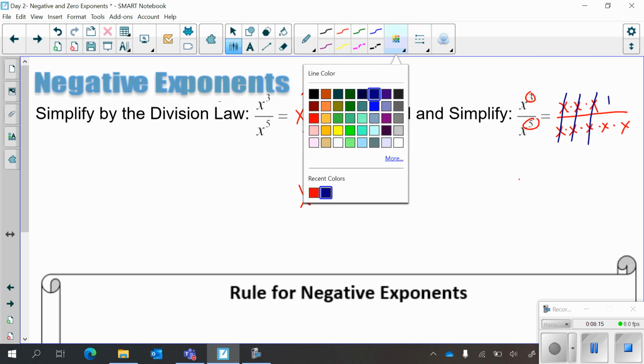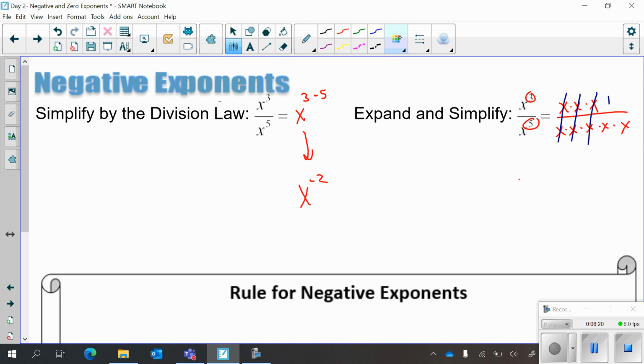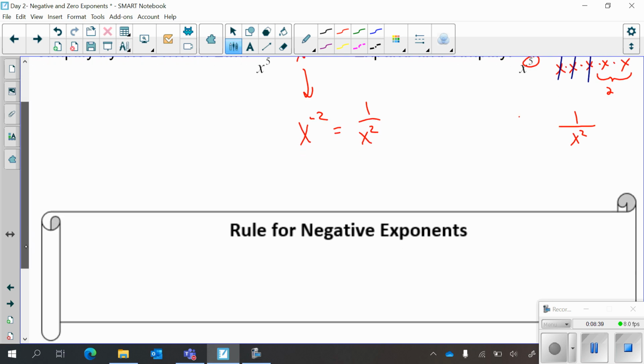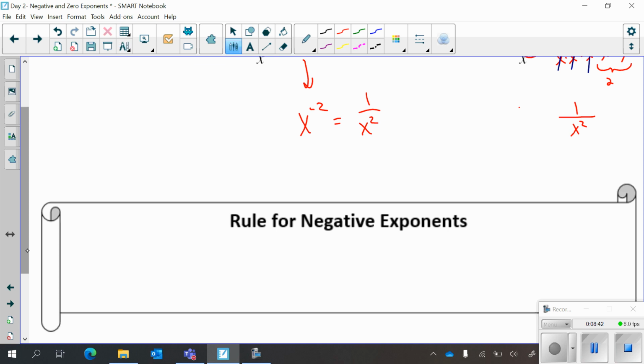Because what we're doing is we're dividing. X divided by x is 1. It doesn't just disappear. So we are left with 1 over 2 x's. This simplifies to 1 over x squared. So x to the negative second power is equivalent to 1 over x squared. That's a little weird, but basically what happens is a negative exponent flips it. It takes the reciprocal. And then once you take the reciprocal, it becomes positive.